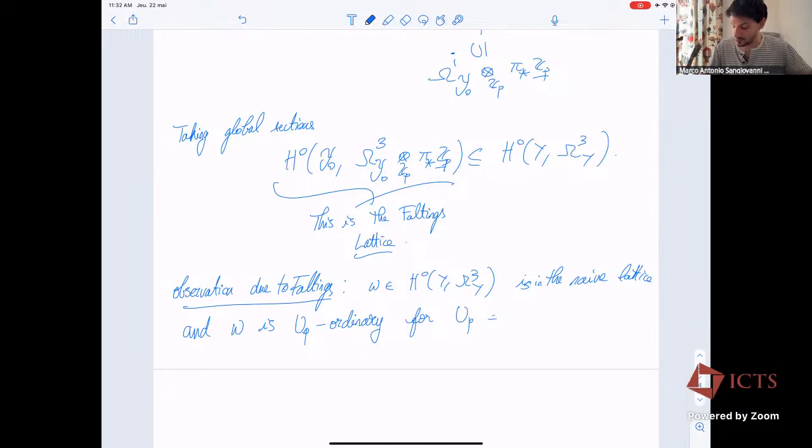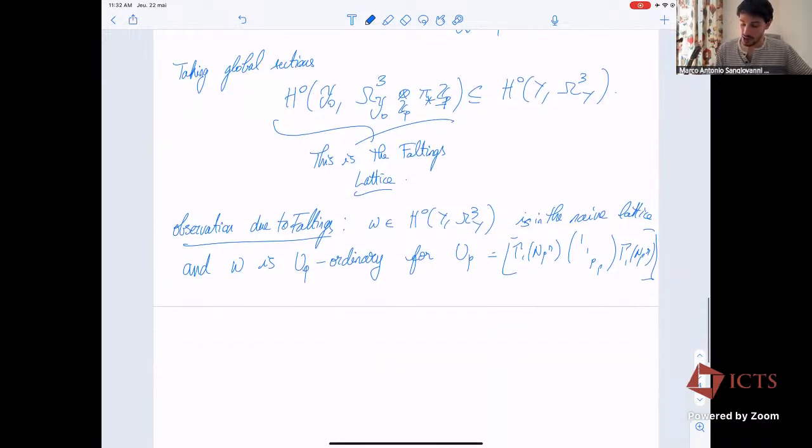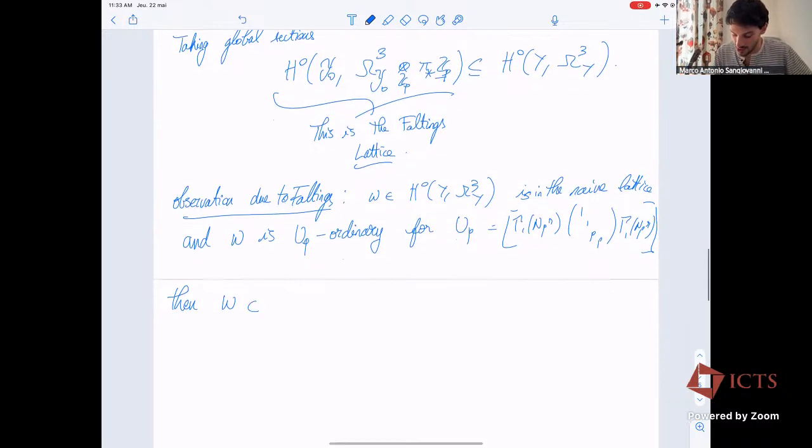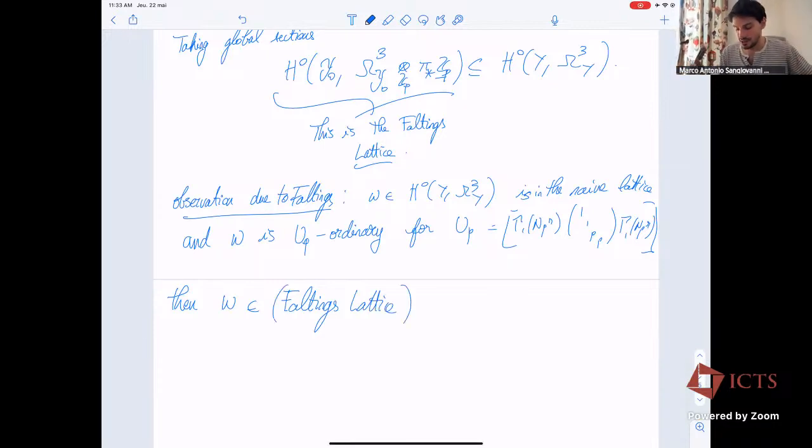So UP is Gamma 1 of P to the R, then 1, 1, P, P, Gamma 1 of P to the R. This is the Siegel UP operator. Then automatically, the naive lattice and the Faltings lattice coincide, in the sense that omega lies in the Faltings lattice. So it has integral Q-expansion at all the cusps above infinity.